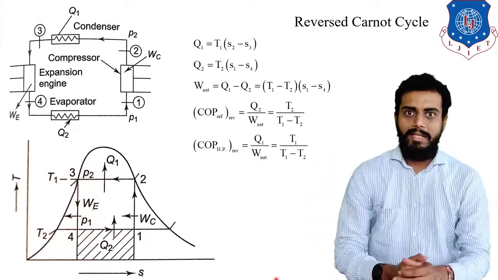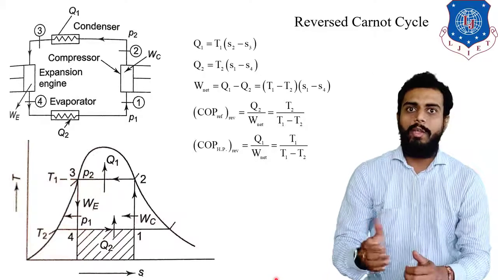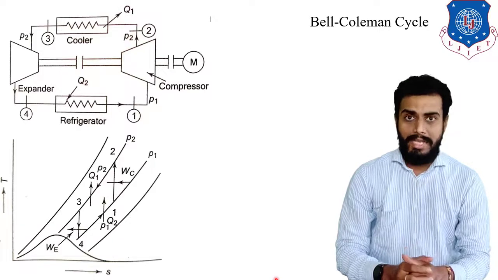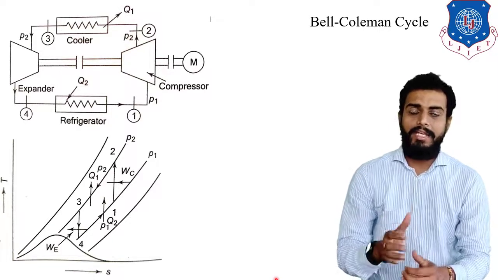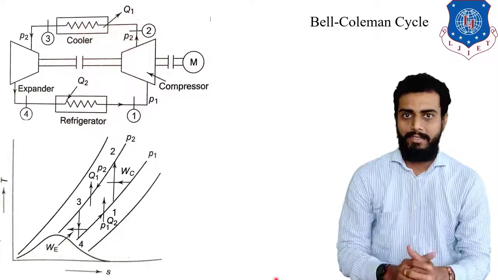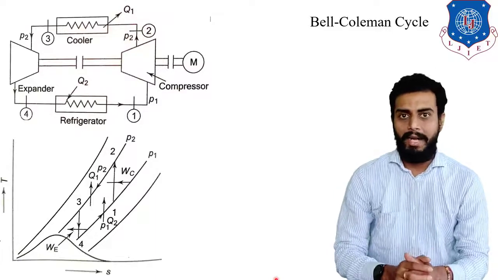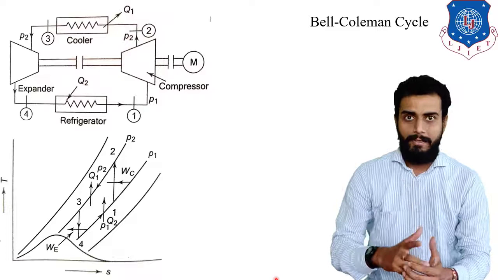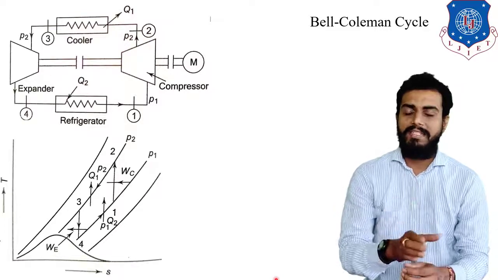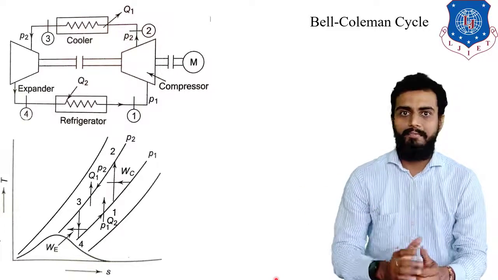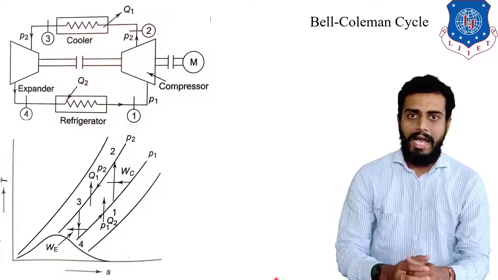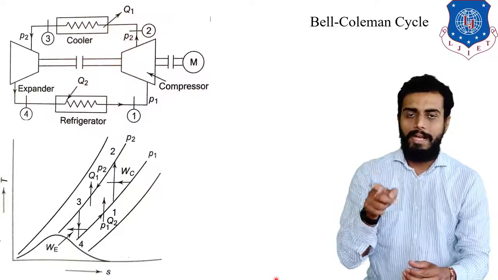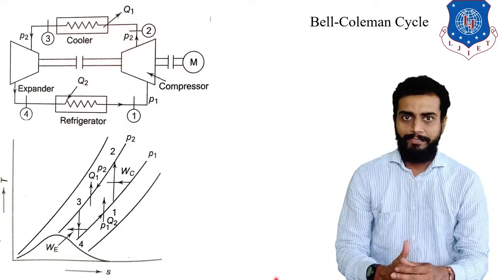Right? Now further, let us discuss the Bell-Coleman cycle. This cycle is known as the gas refrigeration cycle, and the typical application of this cycle is in aircraft. Okay, so keep that in mind. Also, it is named the reverse Brayton cycle. Okay, students. So the Bell-Coleman cycle or reverse Brayton cycle we are discussing. As you can see, we have two diagrams. One is the block diagram or flow diagram, the other is the TS diagram.